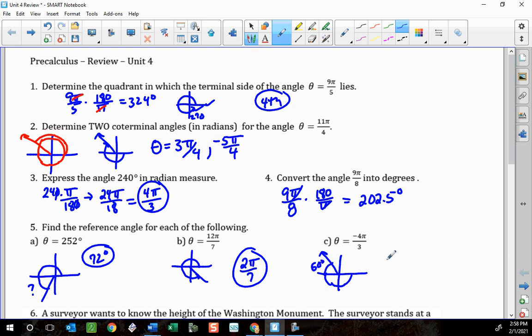And so my reference angle is 60 degrees, or pi over 3. So I suppose any of these could have been, usually what happens if they give you a question in radians, you answer in radians. Degrees, you do degrees.